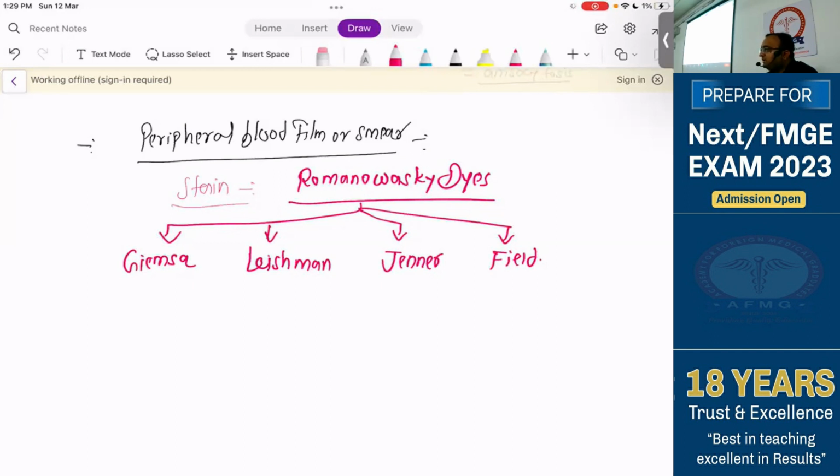कोई भी एक यूज, सारे मत गिरा देना सॉरी. ठीक है, होली नहीं करनी इसमें. So Jimsa is the best one. Is considered one of the best dyes to stain the peripheral blood smear. Okay. So ये तो बात हो गई स्टेन कौन सा यूज करोगे हेमेटोलॉजी में. रोमानो-वेस्की डाइज करना है. अगर इनमें से कोई एक ऑप्शन दिया हुआ है एग्जाम में तो वो आपको टिक करना है. चलिए अब देखते हैं हम स्मीयर में क्या दिखेगा.